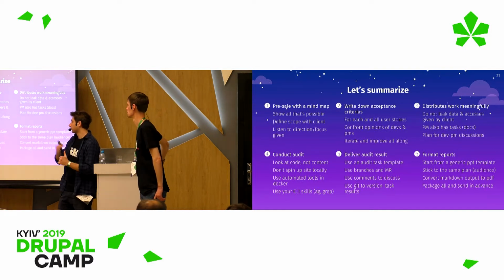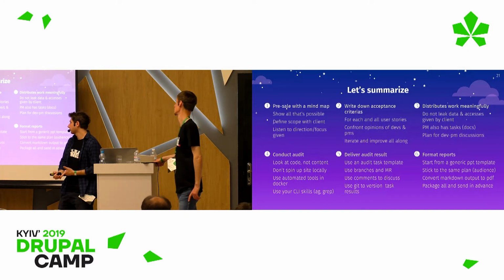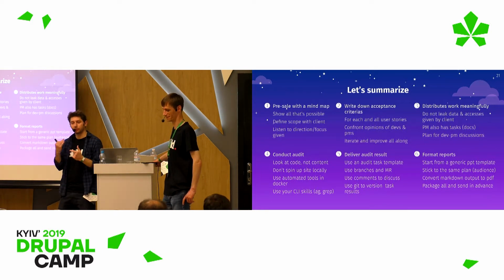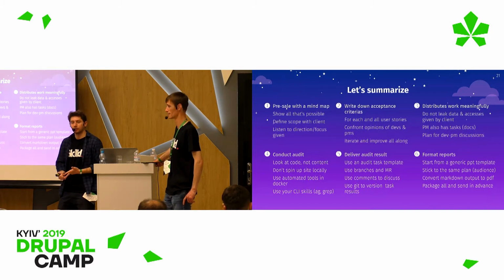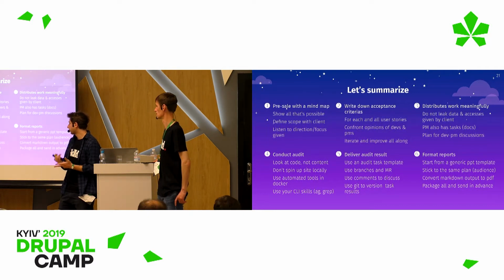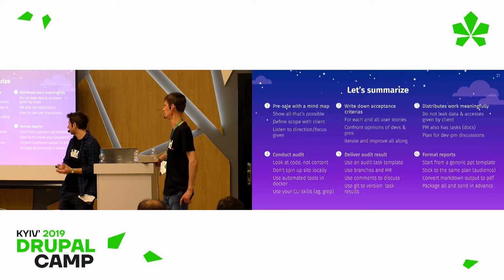Conduct your audit, so look at code, not content. Don't spin up the site. Use automated tools within Docker so that you don't install everything every time, and then use your CLI tools. So use grep, use ag, use vim to look at the code, and not the website UI. Deliver the results, so task templates, branches, merge requests, comments, and that's it.